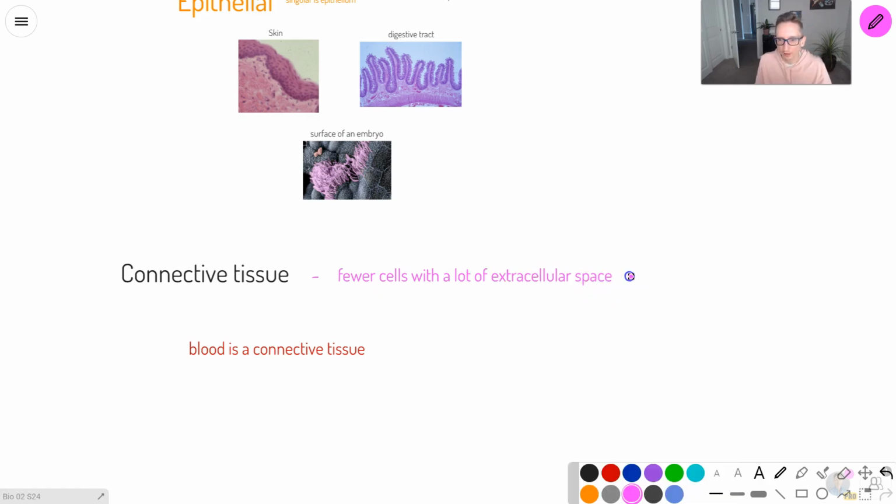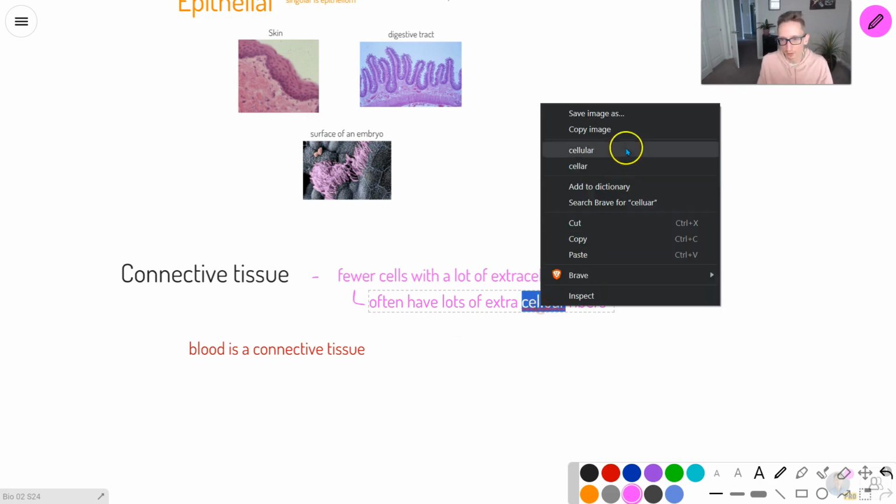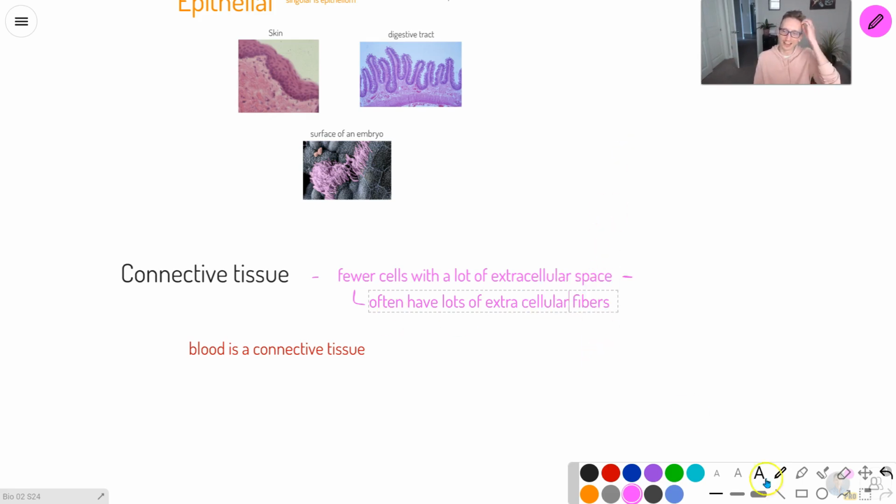We'll often have, let me actually put this down here. They will often have lots of extracellular, which means outside of cells, fibers. So for example, collagen or elastic fibers, elastin fibers, things like that.